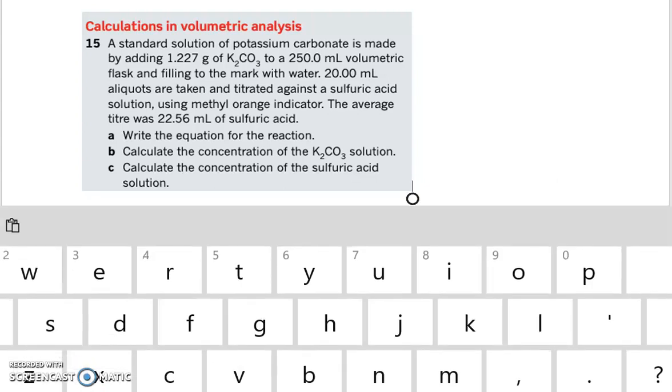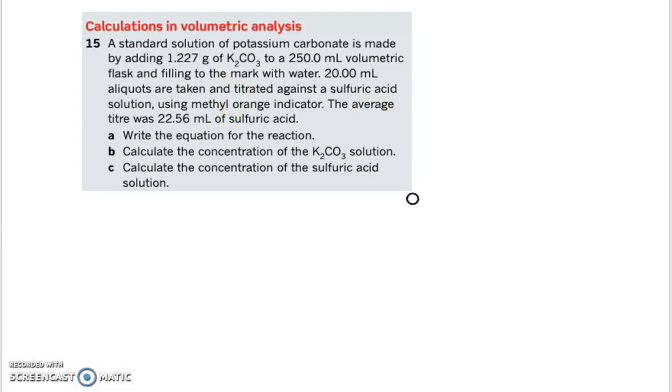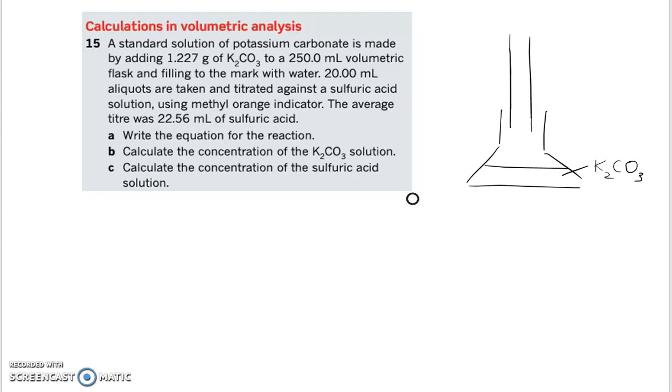All right, so what's happening here is that we have a titration occurring. So we've got our burette and we've got our conical flask, and in the flask we have our 20 ml aliquots of the potassium carbonate. That's our standard solution. So the concentration of that, we have to work that out. They've made a standard solution of that, and then it's being titrated against sulfuric acid. So sulfuric acid is being added into my conical flask by the burette.